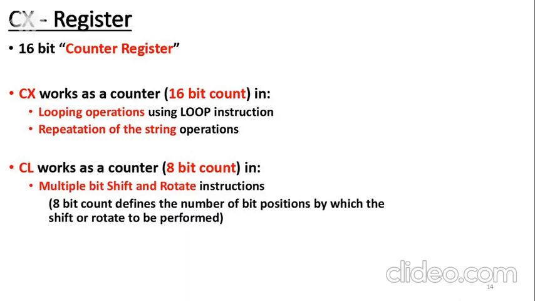Then next is about the CL register. CL works as a counter register where 8 bits of count can be specified. Where that 8 bits of count is required, in case of shift and rotate instructions, by how many bits the data rotate or data shift is to be performed, that 8 bits of count should be defined in that CL register. That is what is written here. The 8-bit count defines the number of bit positions by which the shift or rotate instruction is to be performed.